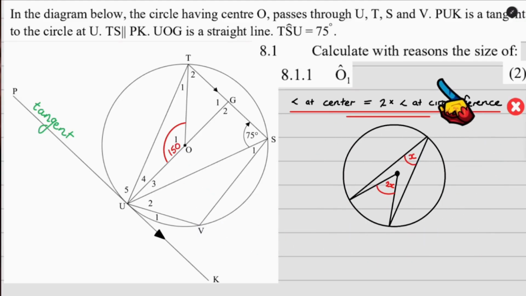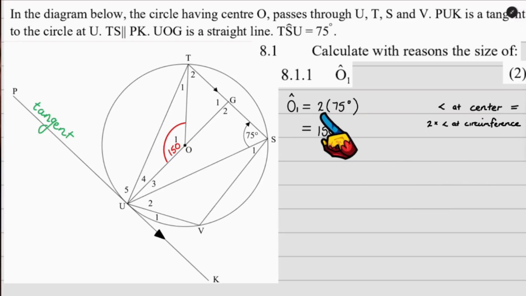Now let's see how we're going to communicate that and write that down. Okay, so you always want your statement to match your reason. So the angle at the center O1 equals 2 times the angle at the circumference, which is the 75. And 2 times 75 will give you 150 for O1 as we discussed earlier. And let's have a look where the 2 marks come from. You're just going to get 1 mark for your statement and 1 mark for your reason for this question.